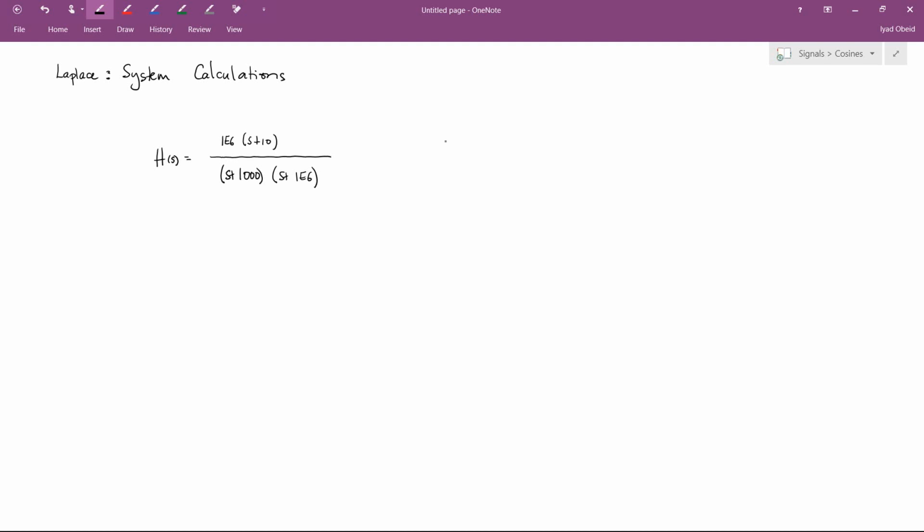So the zero is going to be located at s equals -10, and that's in units of radians per second. And the poles are going to be located at s equals -1000 and s equals -1 million radians per second. So the first thing I'd like to do is get a quick idea of what the transfer function might look like if I were to plot the magnitude of H of j omega.